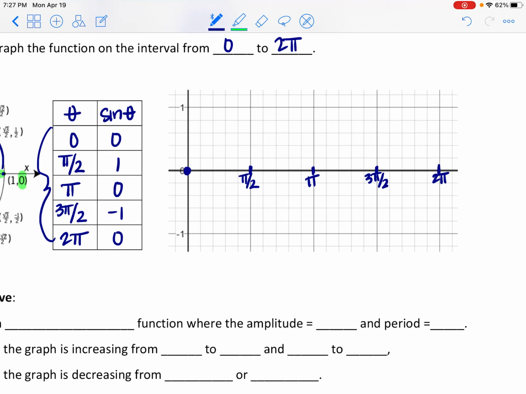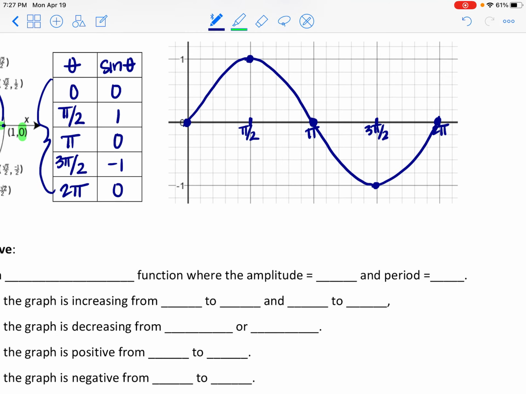So 0, 0, and then at pi over 2 our sine was 1, and then at pi we're back to 0, and then at 3 pi over 2 we were at -1, and then at 2 pi our sine was back to 0. And then it would just repeat, so I could keep going along the x-axis and keep making the same pattern. And so what we're looking at is a picture that is something like that.